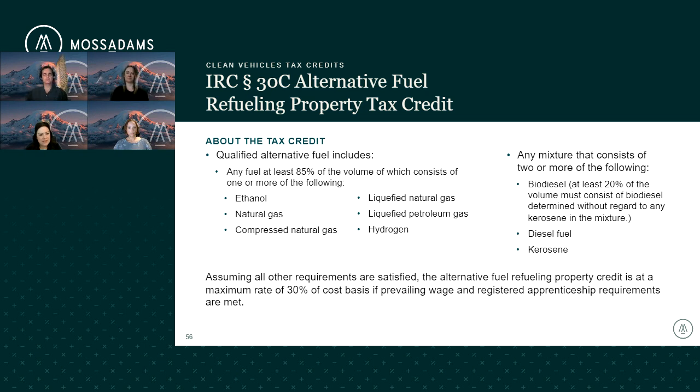So qualified alternative fuel includes any fuel, at least 85% of the volume of which consists of the following: ethanol, natural gas, liquefied petroleum gas, hydrogen, and it's also any mixture that consists of two or more of the following: biodiesel, diesel fuel, or kerosene. So this is something that can be beneficial as another credit and has the prevailing wage and apprenticeship requirements as well. So you get 30% of that cost basis back.